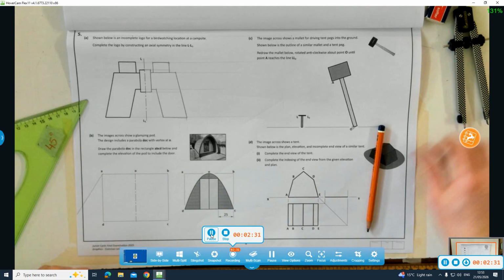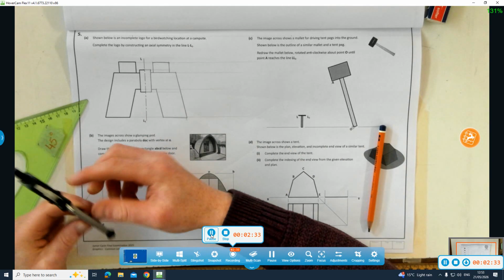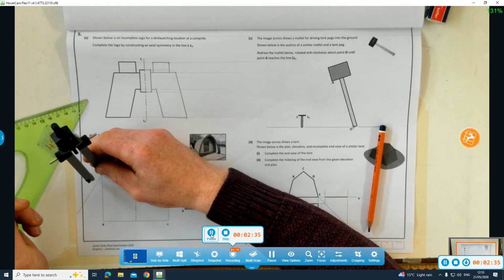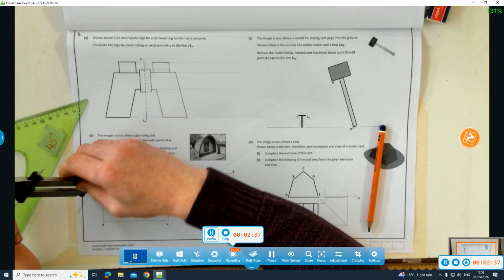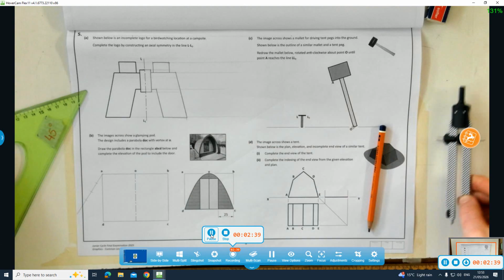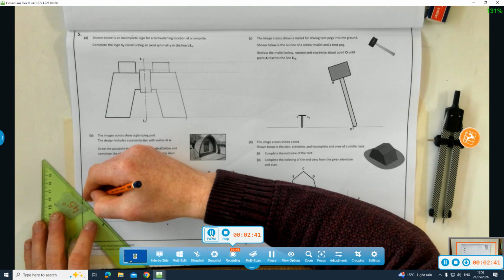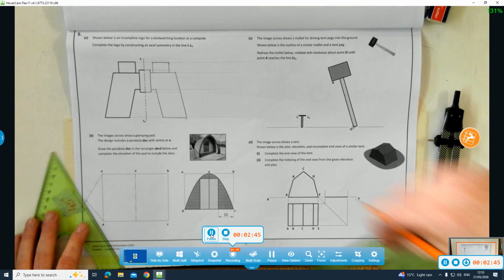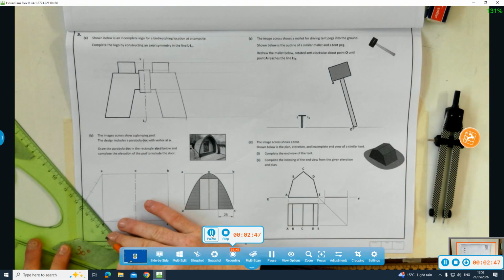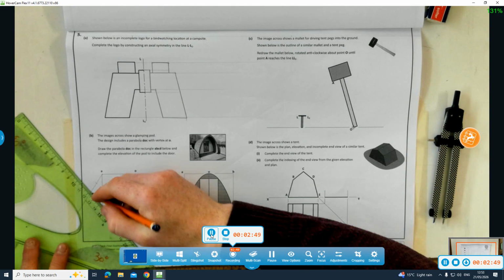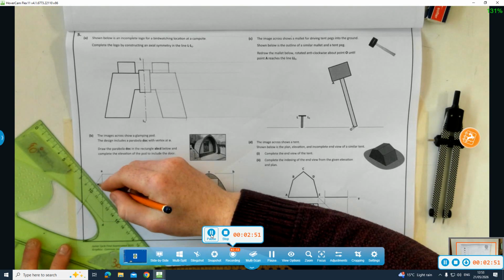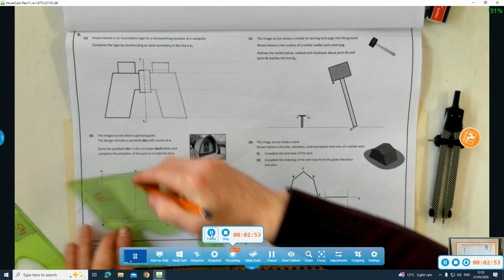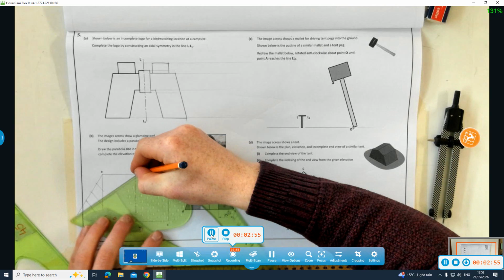Draw a line down any angle, any distance, mark off how many points we want on it. I'm going to do 3. The last point gets matched down with D, and now we go parallel to them for these ones, and all these points get joined back up to the vertex.